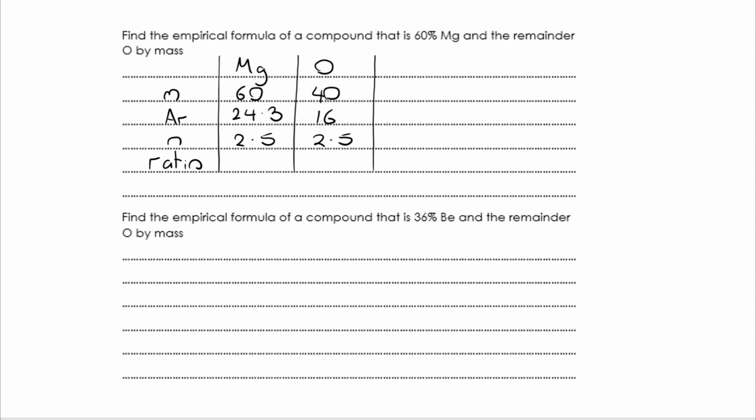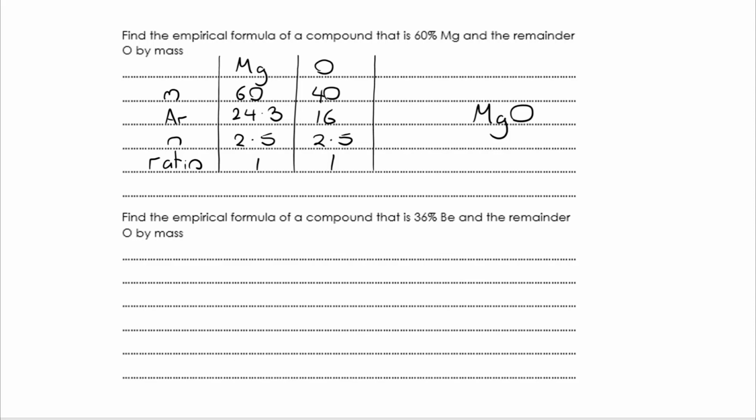Now, for the simplest whole number ratio, the easiest way to do that is to divide both of those by the smallest. In this case, both of them are the smallest, so I divide them both by 2.5. That gives me a 1-to-1 ratio, 1 Mg, 1 O, formula MgO.